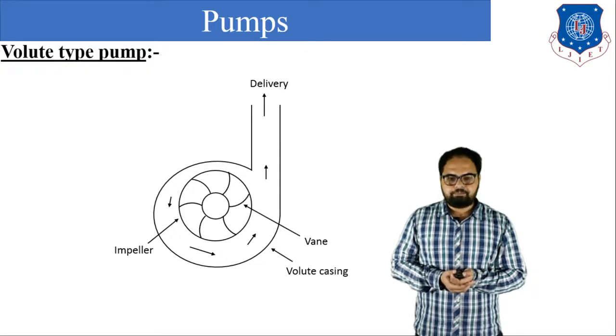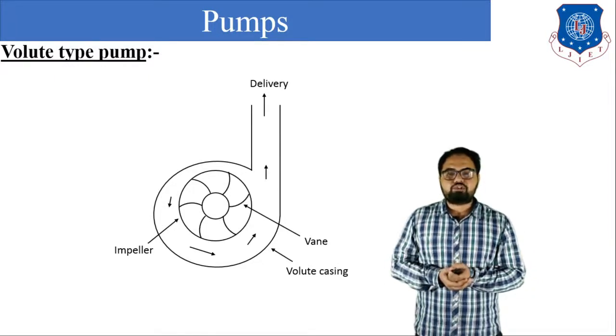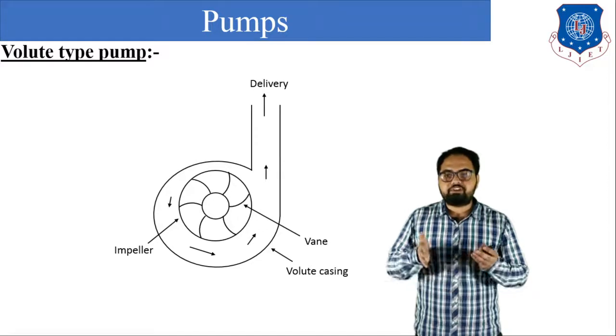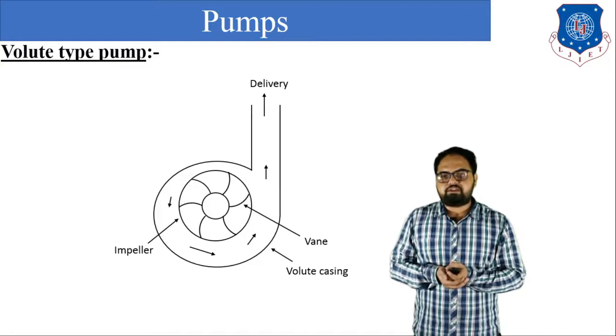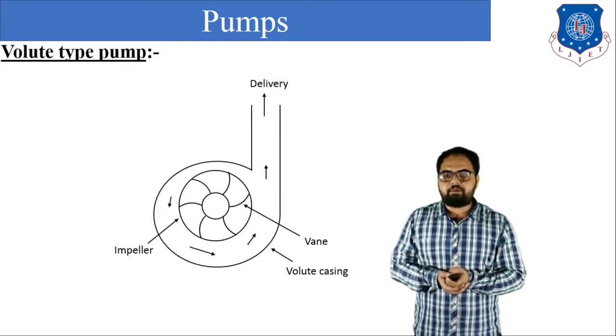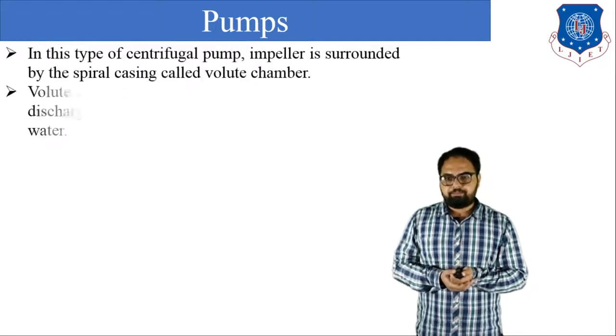This type of pump is mostly used because of its simple construction, but it has less efficiency than any other type of centrifugal pump because of eddy loss. So this is all about the volute type pump.